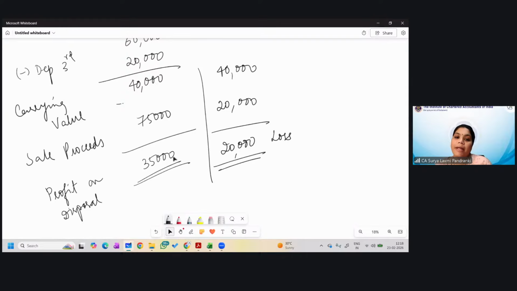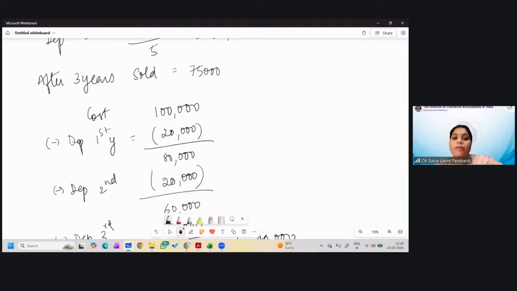So you are comparing the sale proceeds with only the carrying value. That is more important. What most people make a mistake on is that they compare the 75,000, the sale proceeds, with the cost of the asset. Can you compare 1 lakh and 75,000? No. Because after 3 years, the value of the asset is no more 1 lakh.